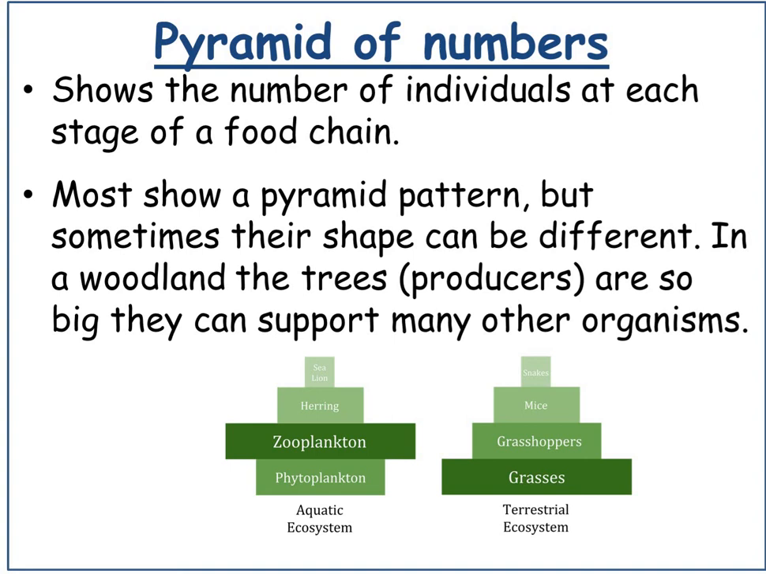However, sometimes it can become skewed. So for example, in a woodland, one tree is so big that it can support many other organisms. So therefore you'd have one tree that would then support lots and lots of aphids, which will then support a few birds, which will then support even fewer birds of prey.